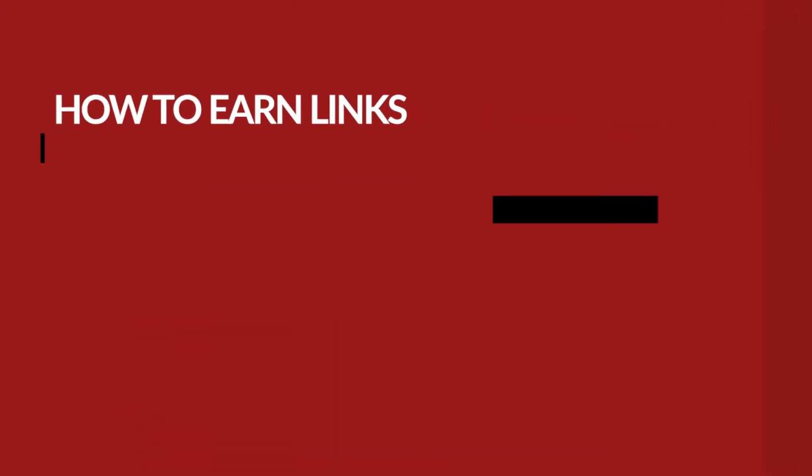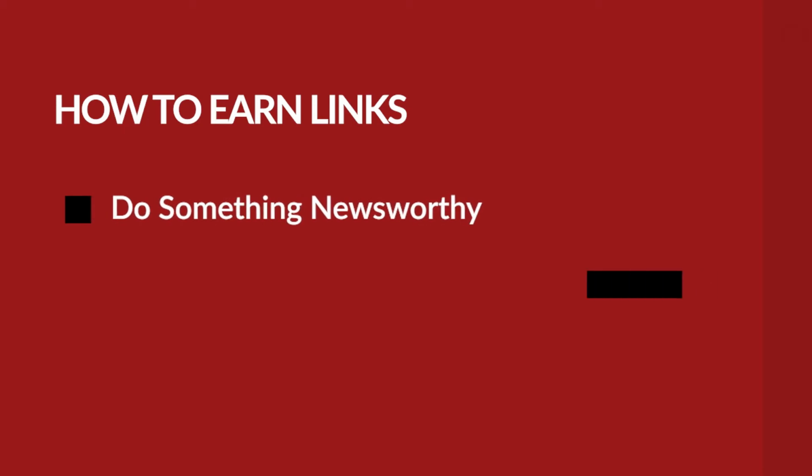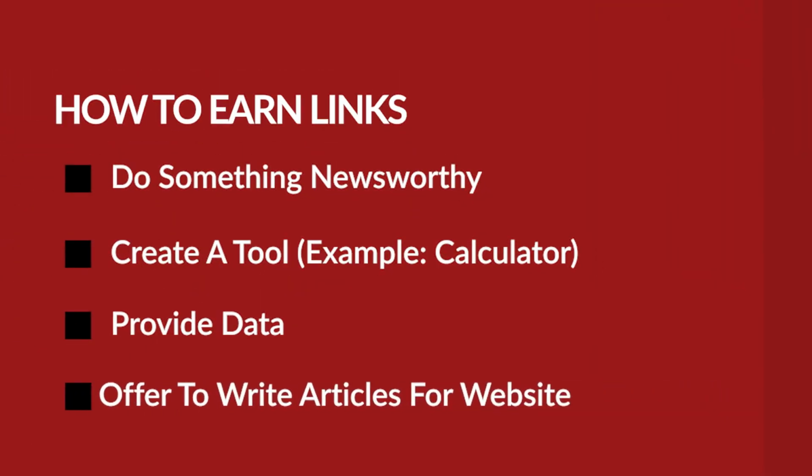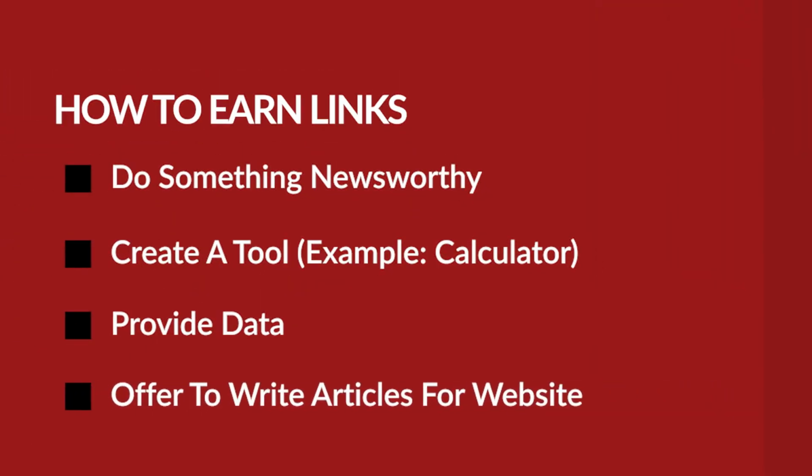1, do something newsworthy. The journalist will link to you then. 2, create some sort of tool that would make people want to link over to your website. A lot of them, like calculators and stuff, work with this. 3, provide data. Other websites will Google things. They want to know how many people X, and they will cite you once they find your data. We do this all the time for our clients. It works and it's passive. It's great. And number 4, offer to write articles for other websites and work in your backlink.